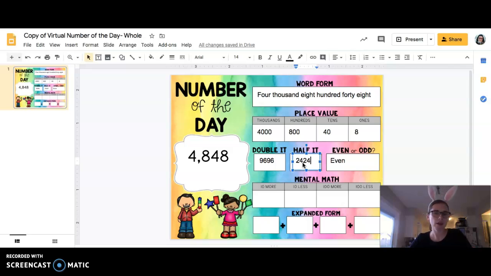All right, so that's today. Your job right now is to go over to our Google Classroom and find the day 3 number of the day activity where you're going to double, half, and figure out if our number is even or odd. When you're done, that's all you needed to do for today for the number of the day.